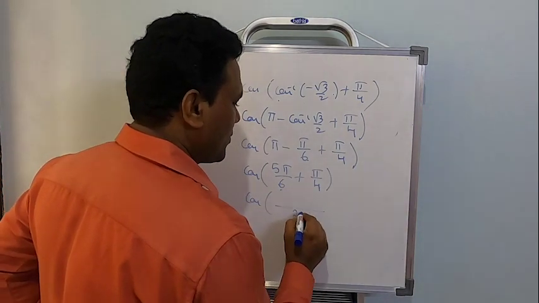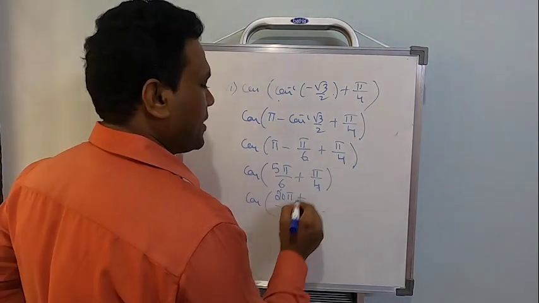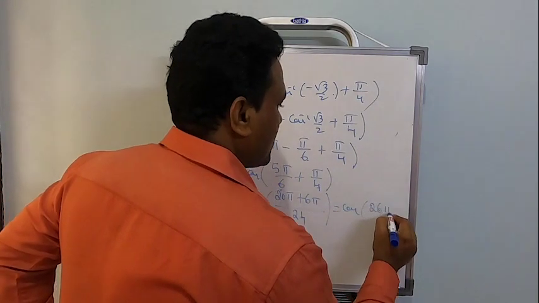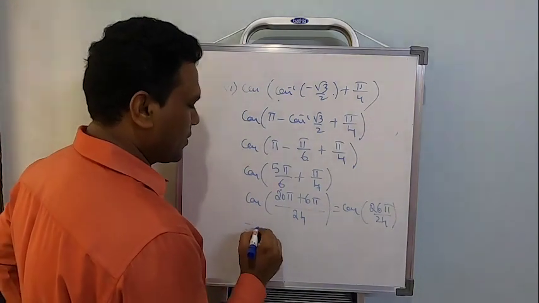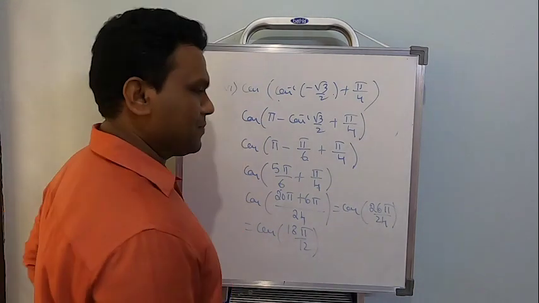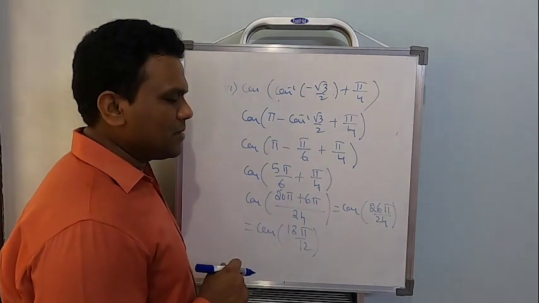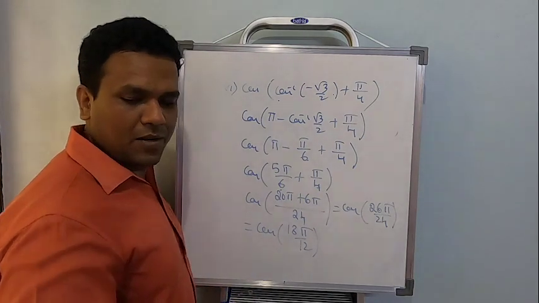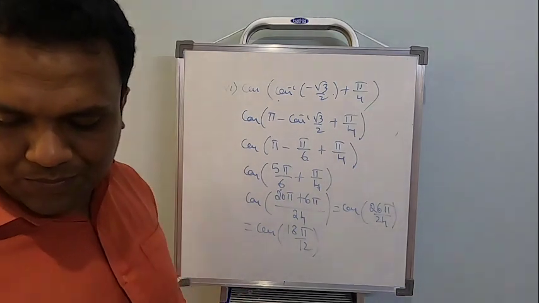So 6 into 4 is going to be 24. Correct? So it's going to be 20 pi plus 6 pi, so cos of 26 pi by 24. If you still want, continue, keep simplifying. So this can be written as 13 pi by 12. Still if you want, please continue, but stop at this stage. I don't think there is any exact value after this step, so you can stop here. Clear? Fine, students. Now let's go to the next one.